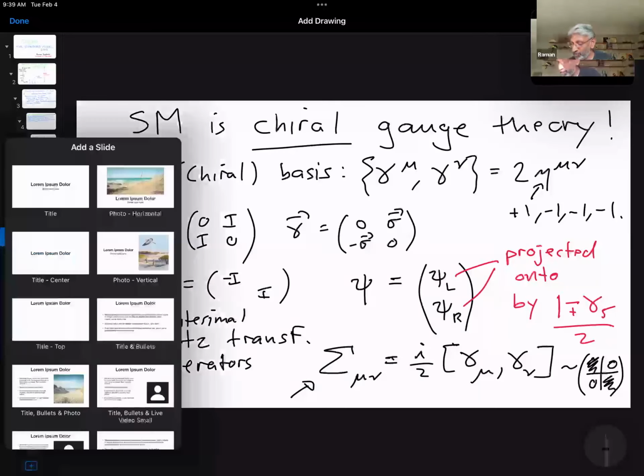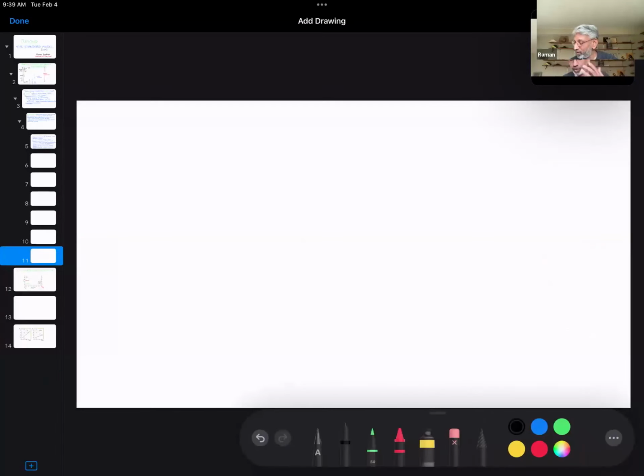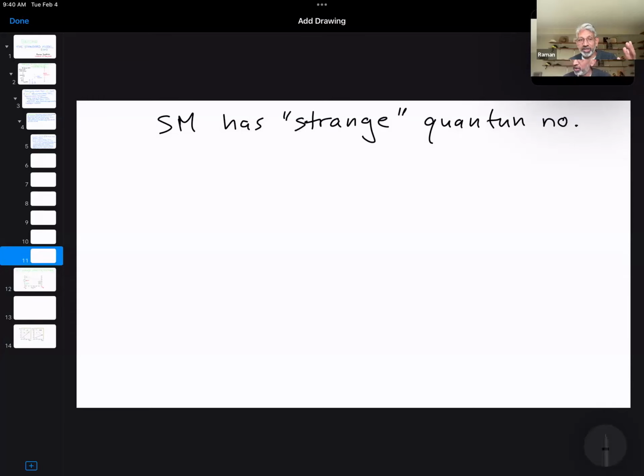Okay, so let's see why that's significant. In that language where we can now use these 2-component spinors, psi left and psi right, we can look at the quantum numbers. So the Standard Model has, I'll just call it, strange quantum number assignments. So let's see what they are. There are 3 generations, as you know, and as far as the quantum numbers are concerned, each generation is a copy of all the others.